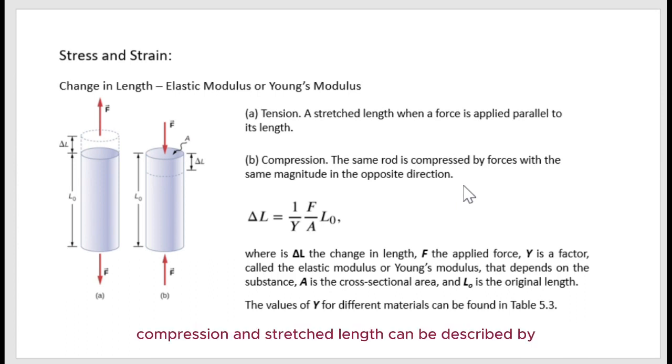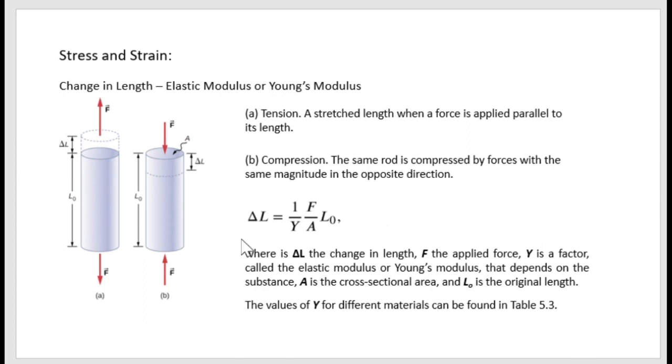Compression and stretched length can be described by the equation right over here, where delta L is the change in length, F is the applied force, and Y is a factor called the elastic modulus or Young's modulus that depends on the material. A is the cross-sectional area, and L naught is the original length. The value of Young's modulus for different materials can be found in table 5.3.